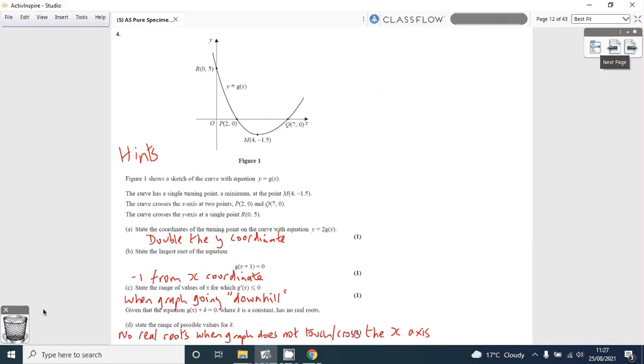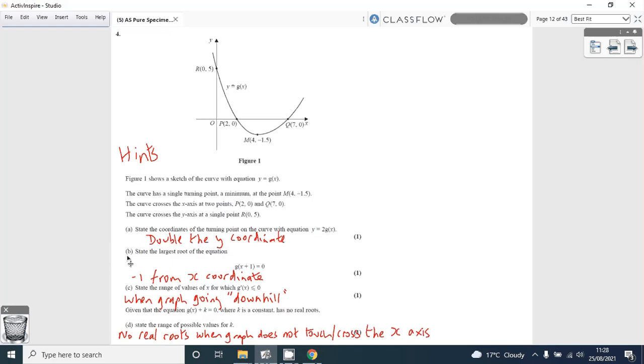So for part A, okay, the 2 is outside the function, so it affects the y value and does what you would expect. So we're going to be doubling the y coordinate. So double the y coordinate for the turning point, that's the minimum on this occasion.